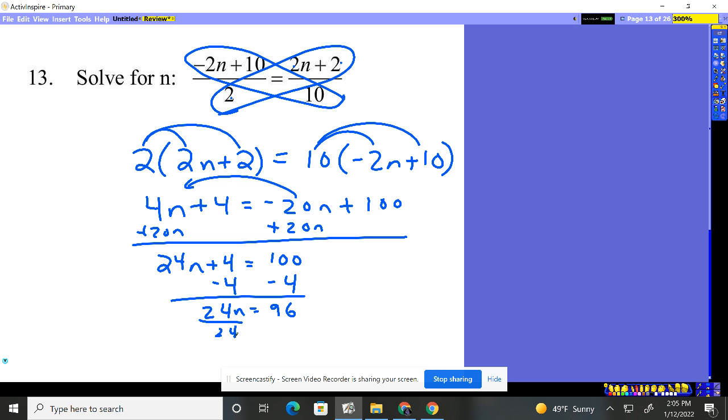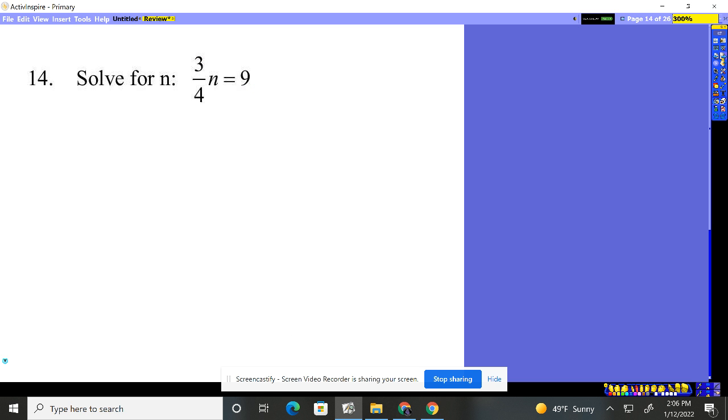Now simply divide by what's in front of the n, 24. That comes out to be a perfect 4. So that n value right here is actually a 4. 2 times 4 plus 2 divided by 10, and negative 2 times 4 plus 10 divided by 2. Those will make the two fractions equal to one another.